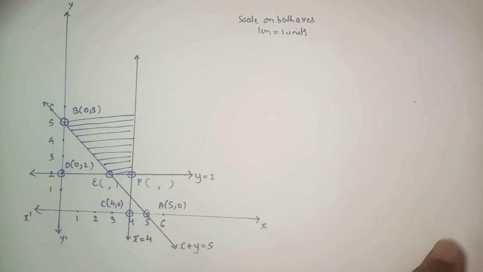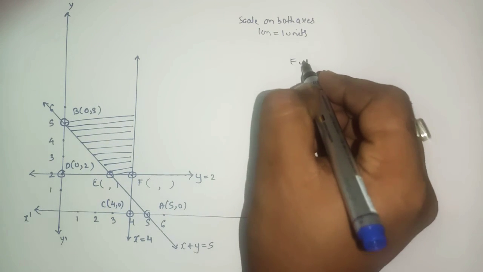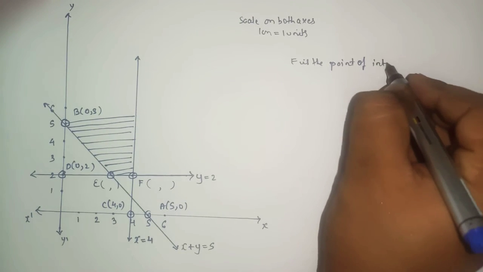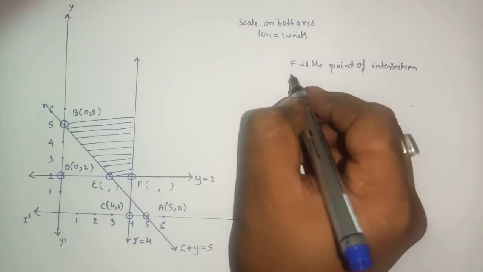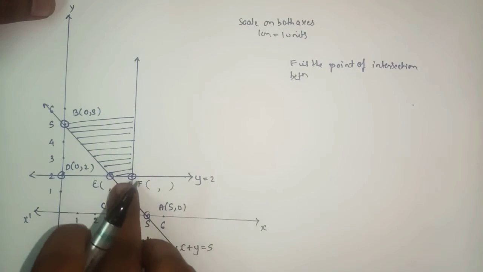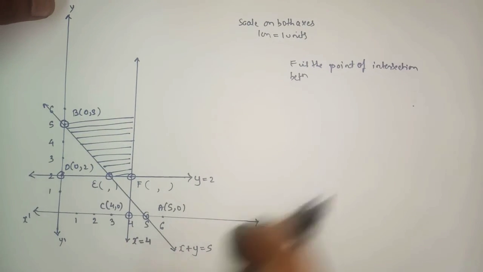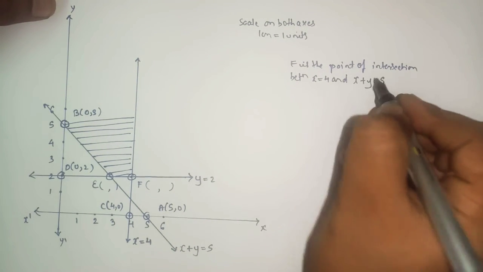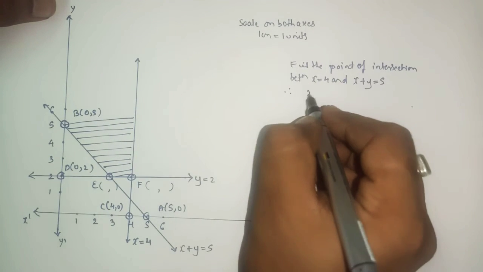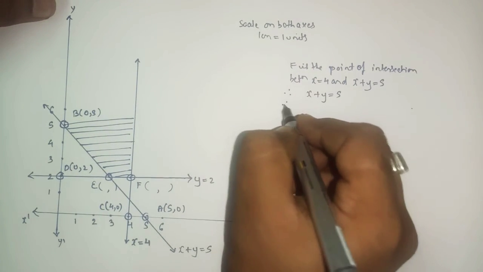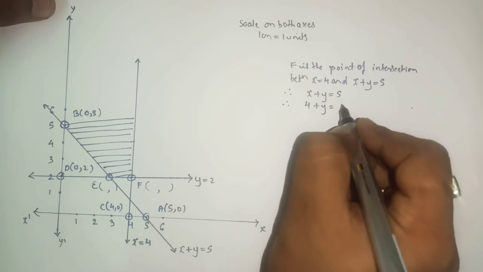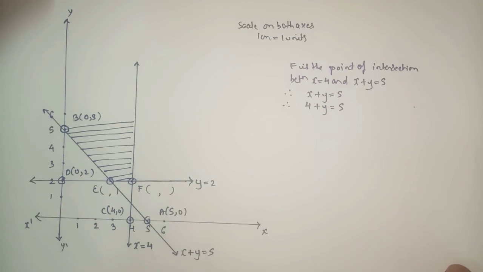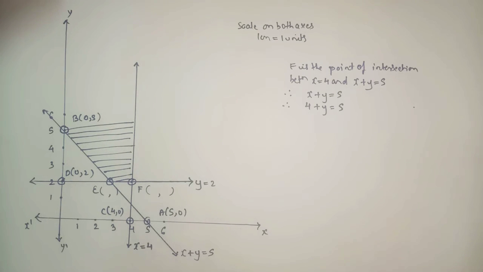So you will write what? F is the point of intersection between which two lines? x equals 4 and x plus y equals 5. So therefore we'll substitute the value of x in x plus y equals 5. So therefore 4 plus y equals 5. Yes or no?